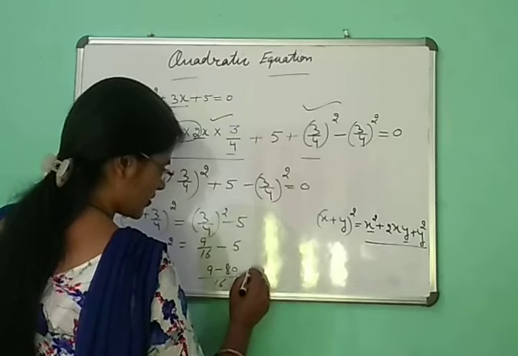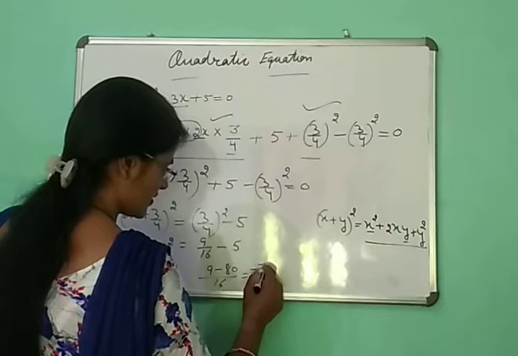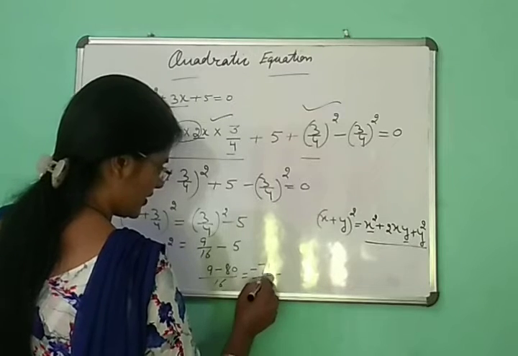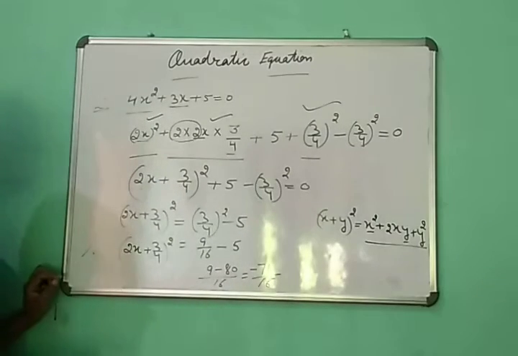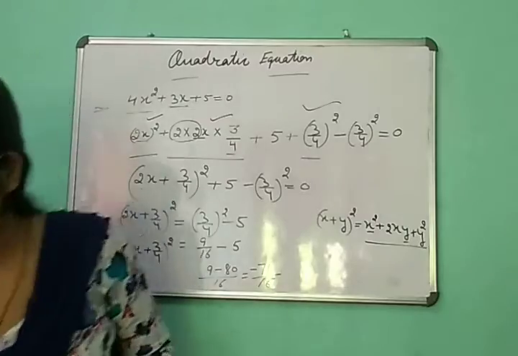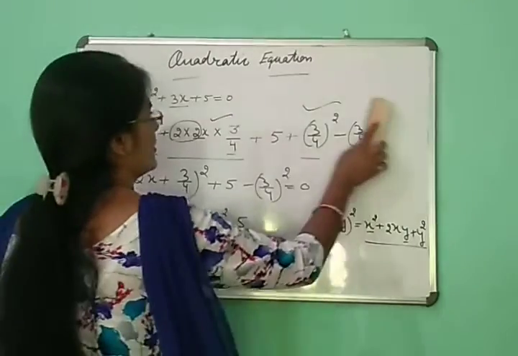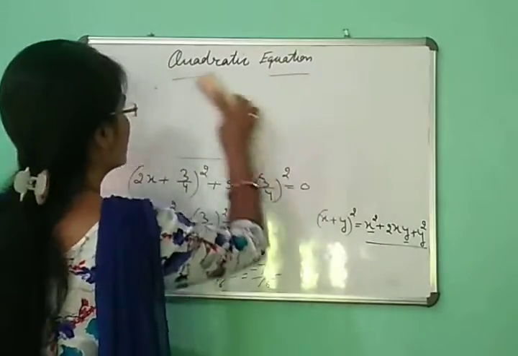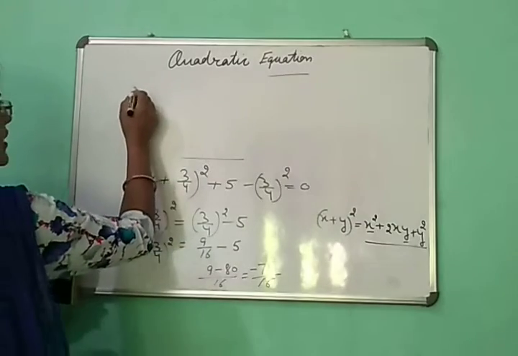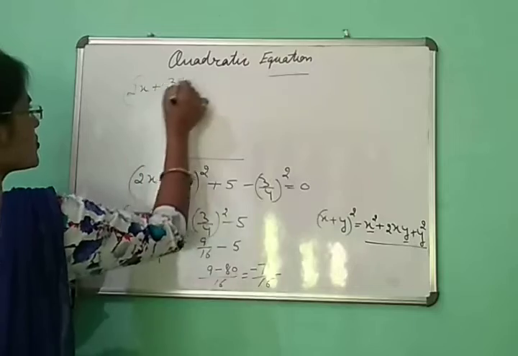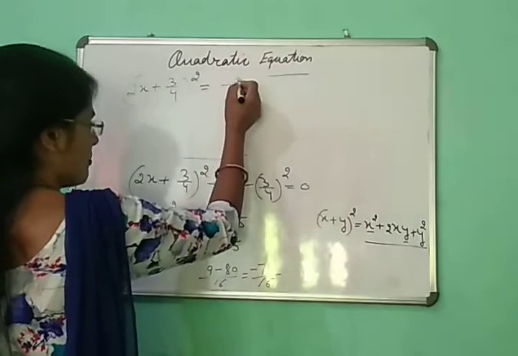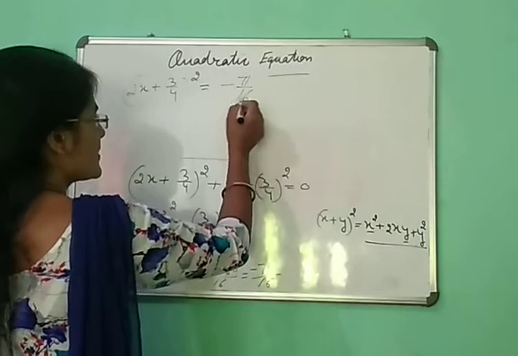We get here the answer negative, minus 71 by 16. So, what we are observing here is that 2x plus 3 by 4 whole square is equal to minus of 71 by 16.